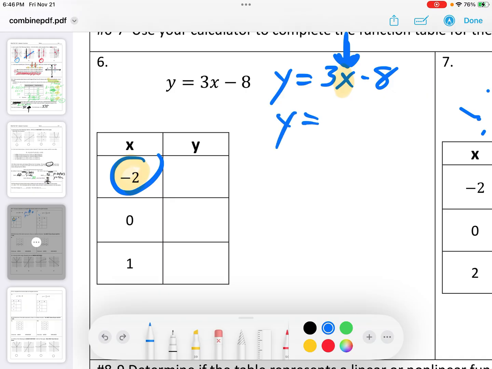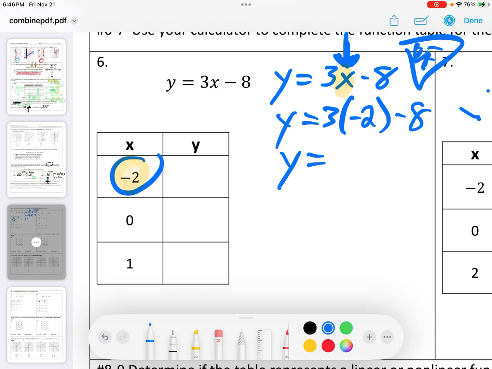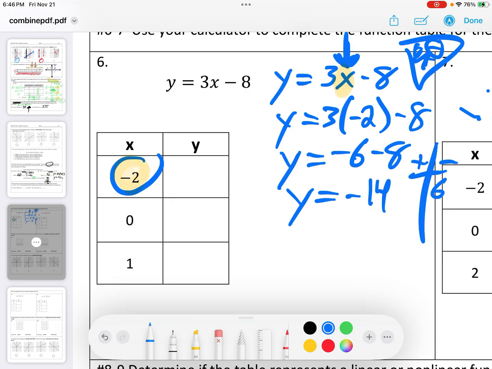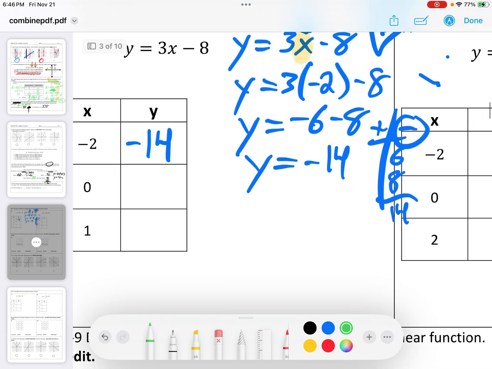Oops, sorry, that's not negative. 3 now times negative 2. Y equals, hey, be careful, negative times a positive. So negative 6, negative 8. Negative 14. Oh, I'm sorry. I better write this out. Negative 6, negative 8. I actually would rather not use a calculator for this because I've got too many negatives to deal with. And calculators are really not so great with negatives. I'm better than the calculators at negatives, and hopefully you are too.